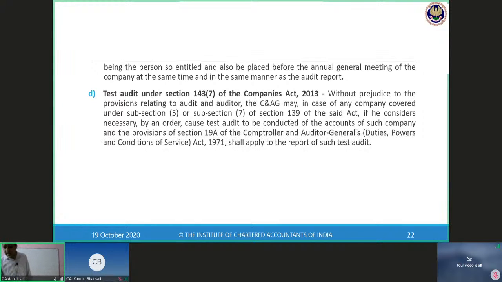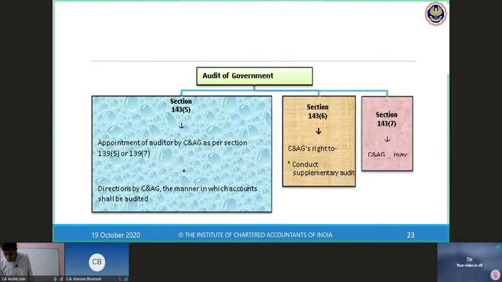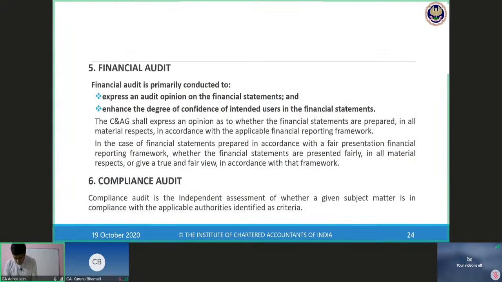if the CAG considers necessary, cause test audit to be conducted of the accounts of such company, in which case provisions of section 19A of a special act shall apply. What is this special act? CAG's Duties, Powers and Conditions of Service Act 1971 shall apply to the report of such test audit. This is a third one which the CAG may require if it considers necessary. So in the flow chart we had this summary of whatever we had discussed.